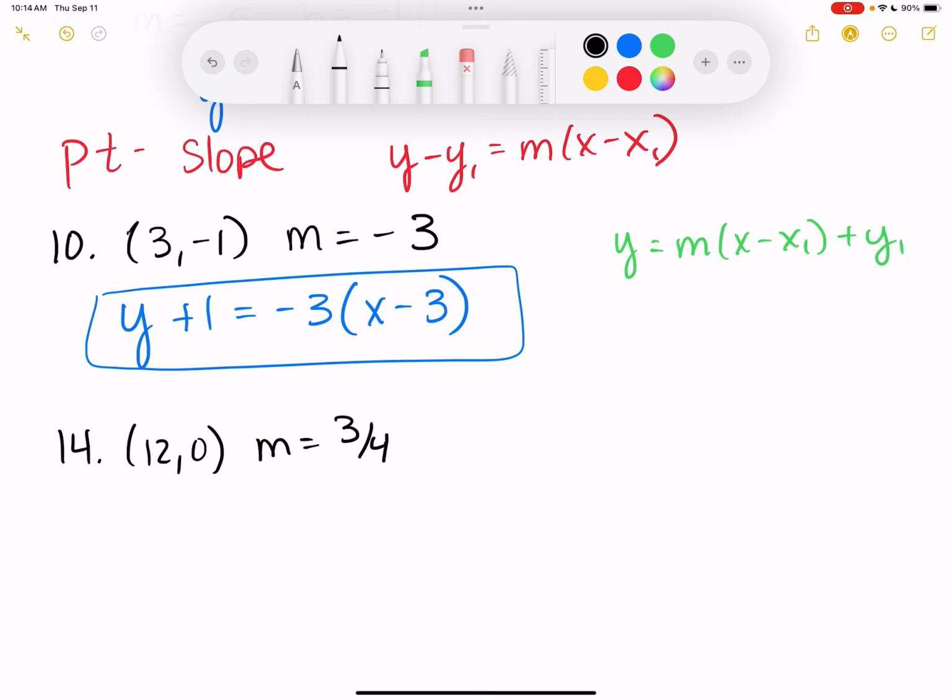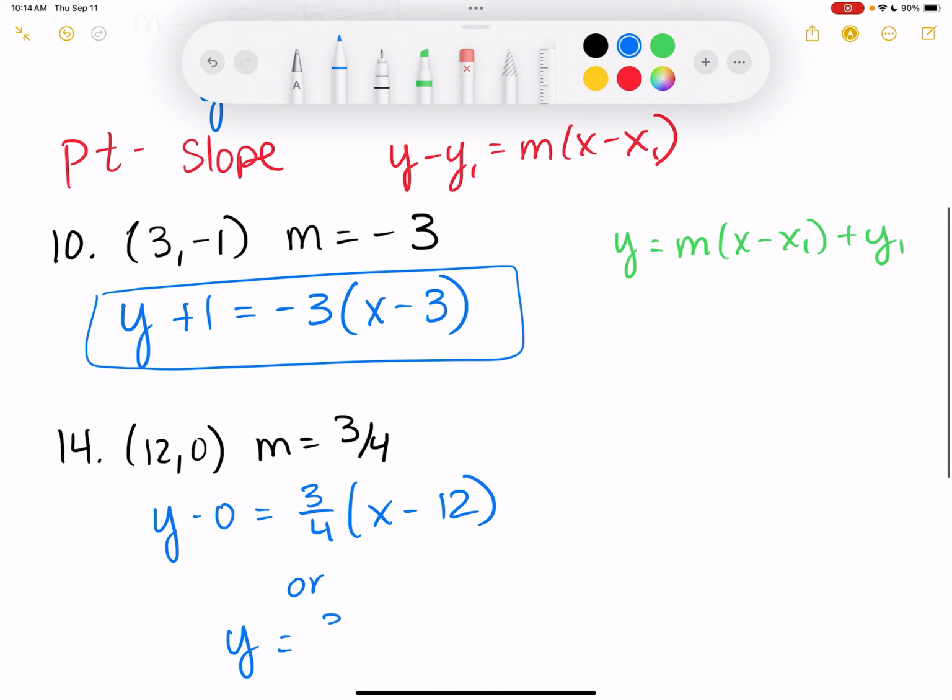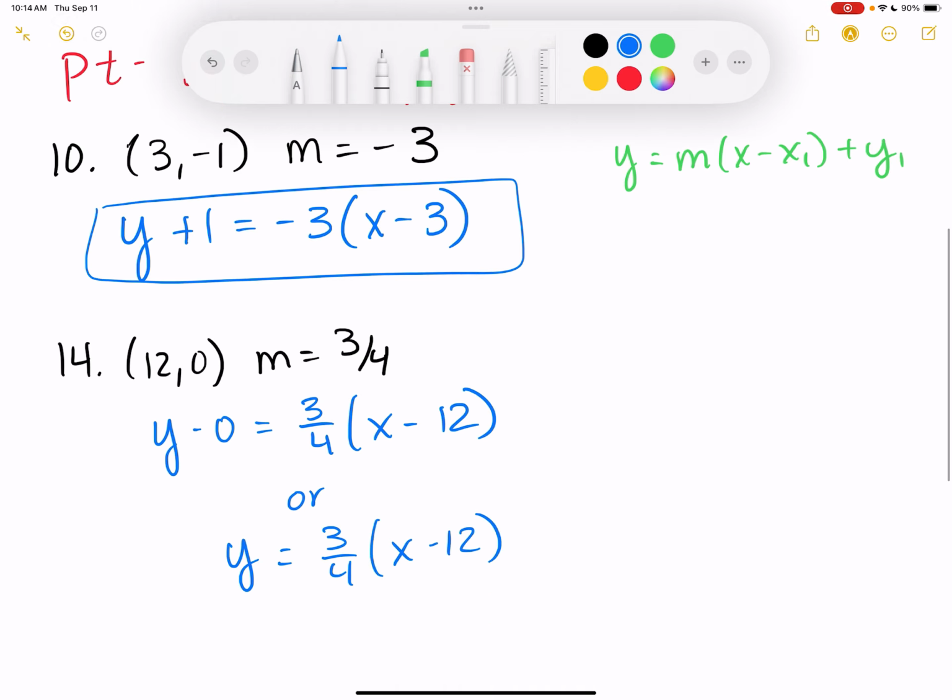The regular point slope form would be y minus 0 equals 3/4 times x minus 12. If it's a 0, it's also okay to write it just as y equals 3/4 times x minus 12, and that would still be considered point slope form. Alright. Okay, if x was 0, so let me do this.